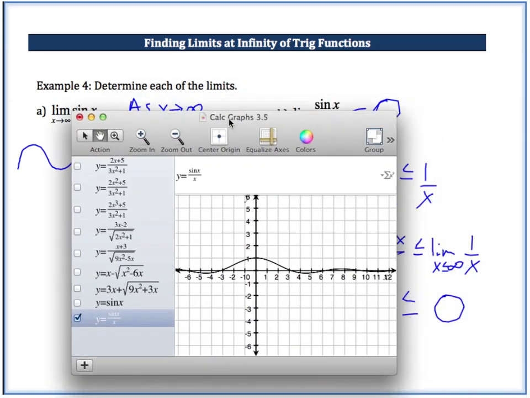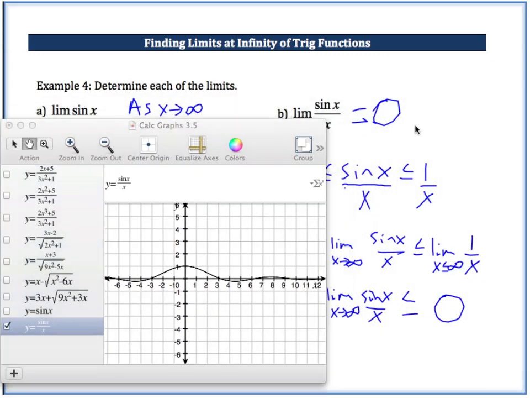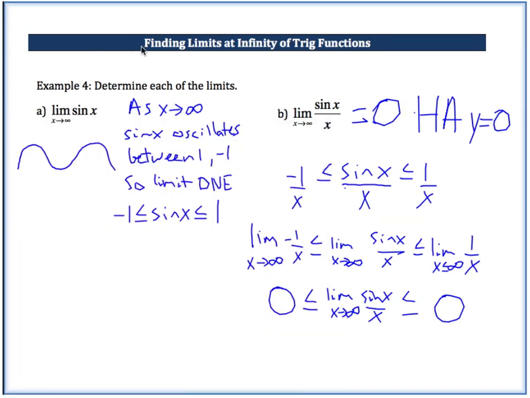Alright, so we do have our horizontal asymptote at y equals 0. Alright, and that's finding limits at infinity of trig functions.